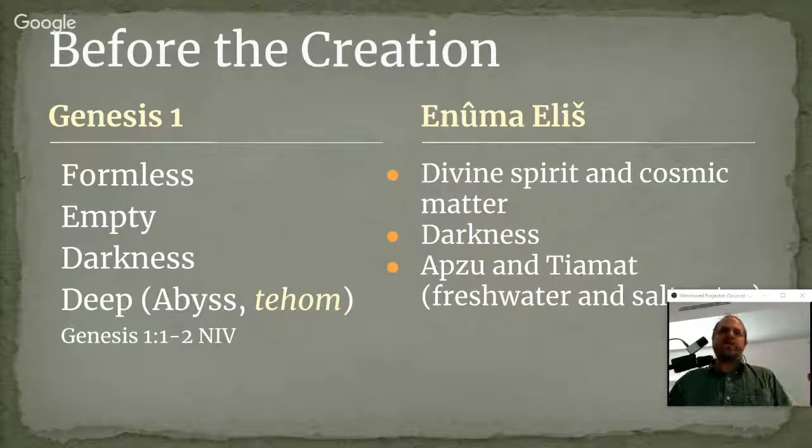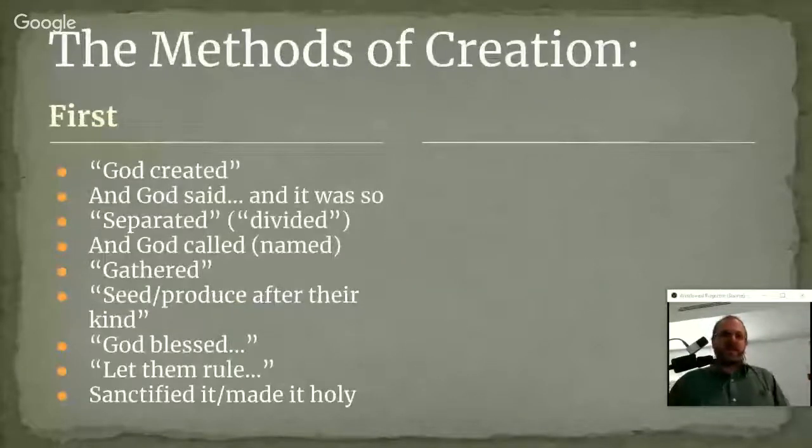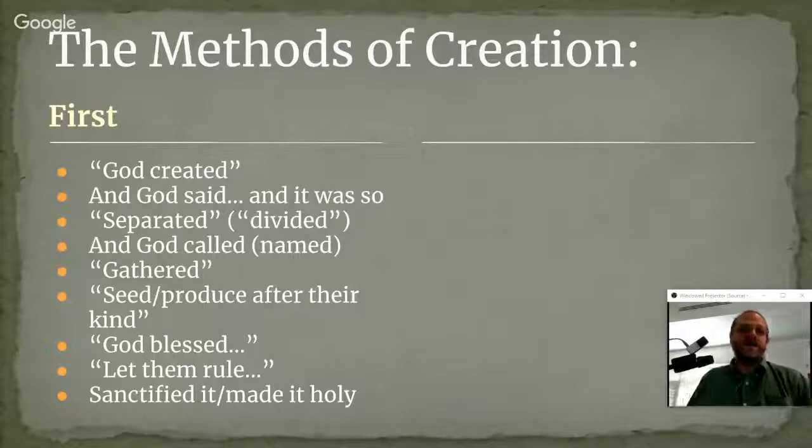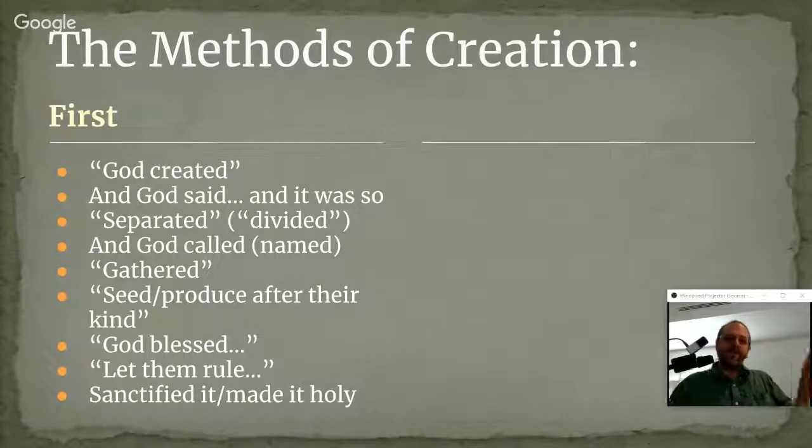And then we start getting the days. So God begins to create with the following methods. These are the way the text describes the creation. God created, God said, and it was so. You notice he creates without description of how. When it describes how, he says something and it happens. So this is creation by fiat, by decree. God speaks and it happens.